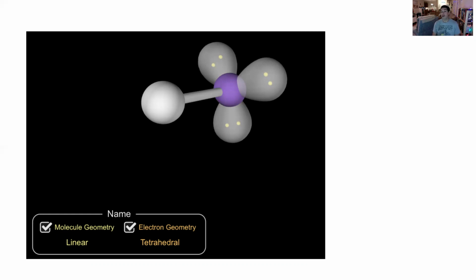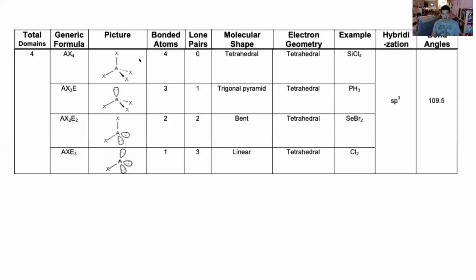When there's only 1 other bonding atom, all right? So what we get in the VSEPR model, when we look at this chart, it tells us the total number of domains. Well, for 4, the electron geometry never changed, tetrahedral, right? But as we move from AX4 to AX3E to AX2E2 to AXE3, we move from tetrahedral to trigonal pyramid to bent to linear. We have examples, right?